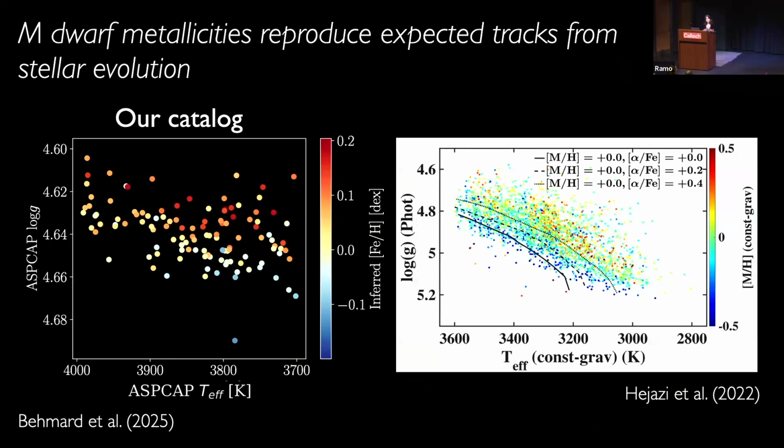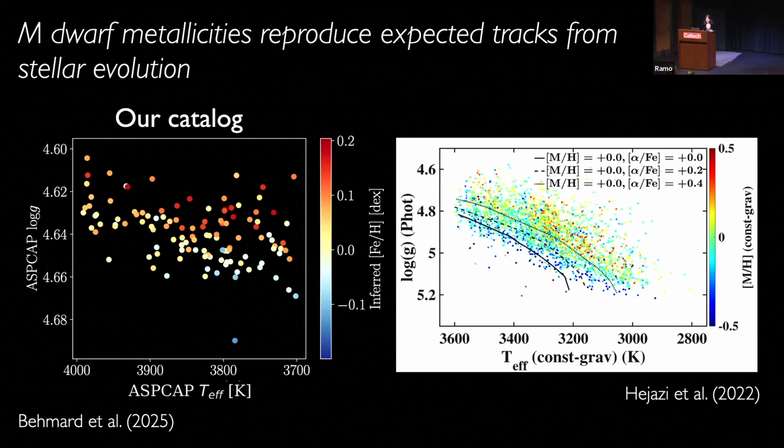So after we were pretty happy with our M dwarf model, we went ahead and applied it to all of the M dwarfs in SDSS-5 that have reliable, high-quality spectra. And this is about 17,000 M dwarfs. After we did that, we wanted to run one more sanity check, which is we wanted to make sure that our M dwarf metallicities reproduce expected metallicity tracks from stellar evolution.